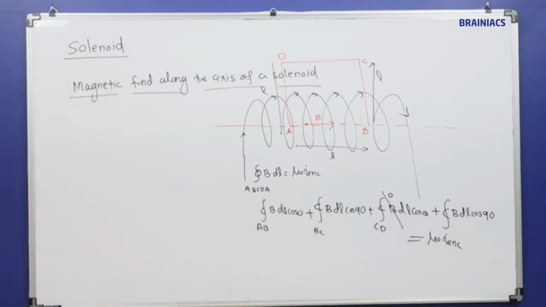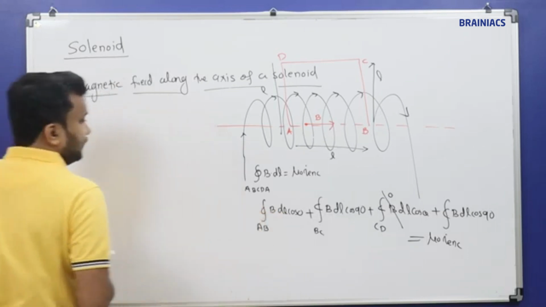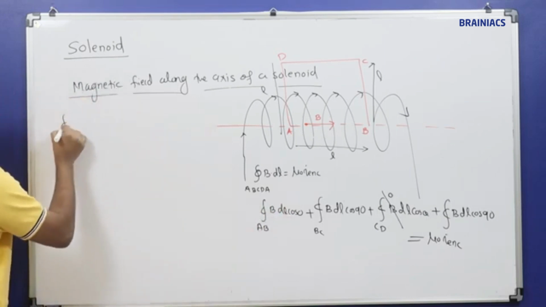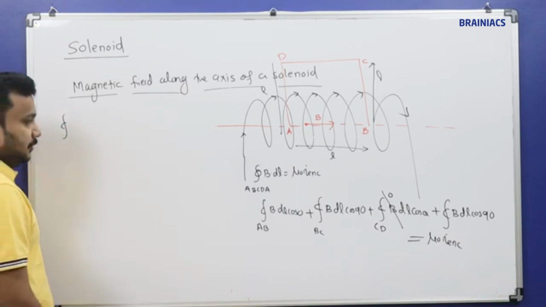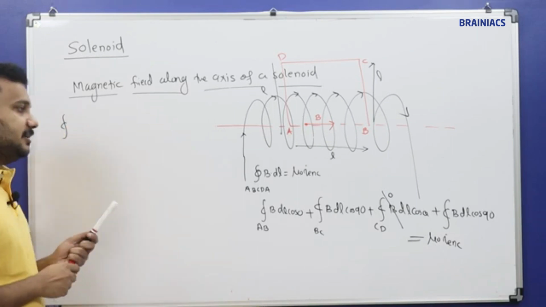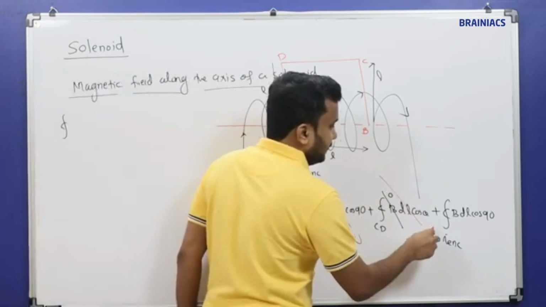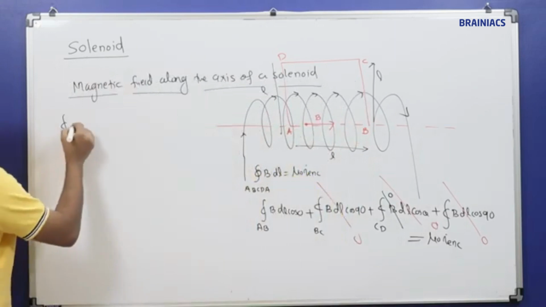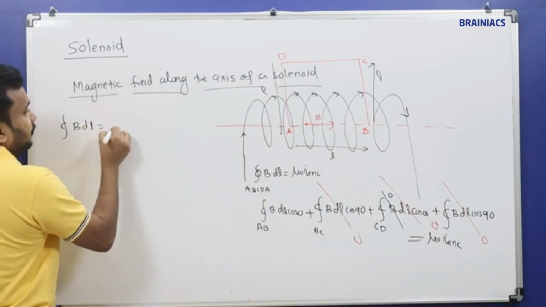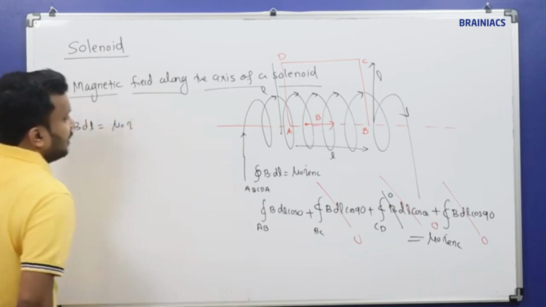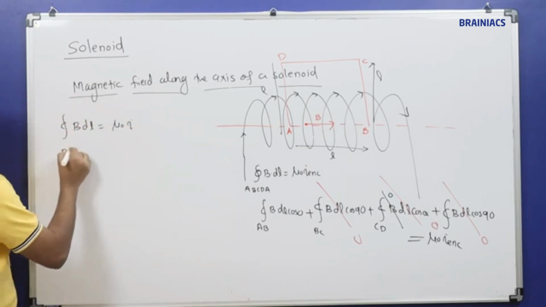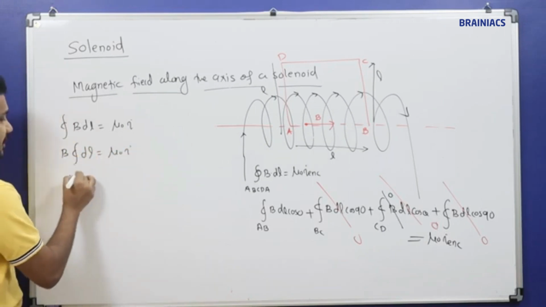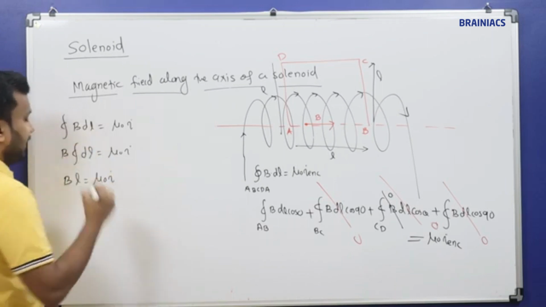Okay, so let's continue. So B dl cos 0, so integral dl, open integral. All these are going to 0. So what will all the factors be here? This is 0, this is 0, and this is 0. So three things are going to 0, only one thing is open. So that B dl will be equal to mu 0 times the current enclosed. The current in the loop is I. So the open integral of dl will be equal to mu 0 times I, and BL will be equal to mu 0 times I.